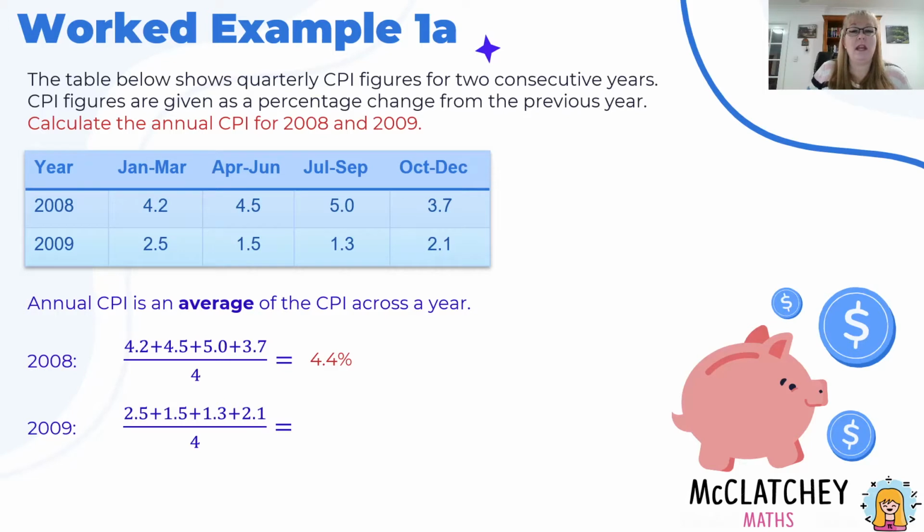For 2009, we're going to add those 4 values from the second row here, dividing by 4 again. We're going to get 1.9%. Do another quick logic check. Is 1.9 inside the data set? Yes, it is. So there's our average CPI for the 2 years.